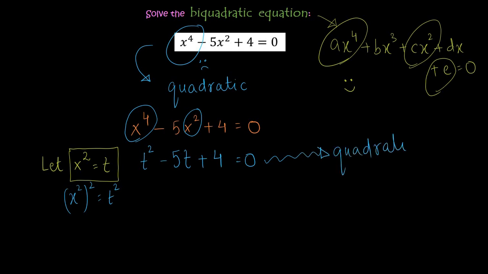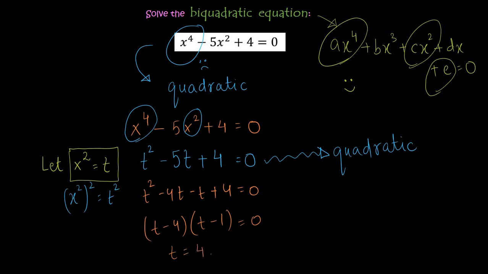Okay, and now I know how to solve a quadratic equation, right? So let's start: t square minus 5t plus 4. Let's solve it. When you do the middle term splitting, this is t square minus 4t minus t plus 4 equals 0. So (t minus 4)(t minus 1) is the answer here. So my t's are 4 and 1, right? So we are done finding the equation. Thanks for watching. No, wait.